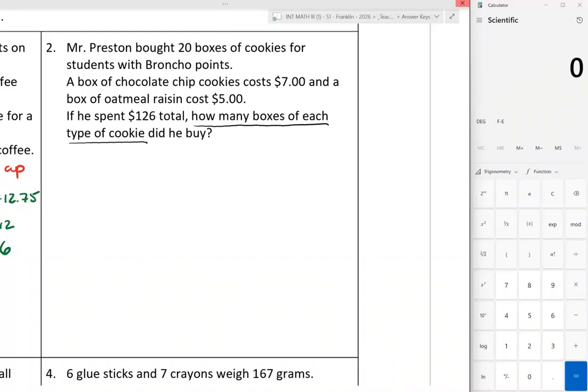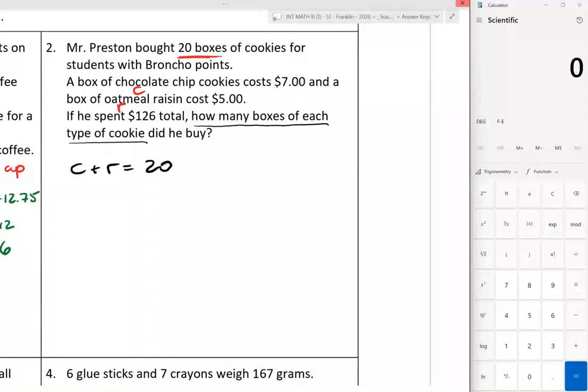First of all, we know that he bought 20 boxes of cookies. Okay, so let's say I use C for a box of chocolate chip cookies and R for a box of oatmeal raisin, because O kind of looks like a 0. So we know that the total of these two boxes is going to add up to 20. So that's our first equation. The quantity, C plus R equals 20. So I know he bought 20 boxes total. R is the number of oatmeal raisin boxes, and C is the number of chocolate chip boxes. So the total must be 20.